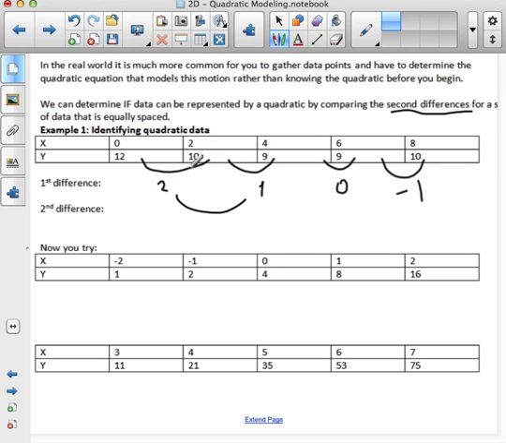So now using the same way, 2 minus 1 would be 1. 1 minus 0 would be 1. And 0 minus negative 1 would also be 1. And as you can see here, those second differences are the same. So if you go ahead and pause the video, and then check back for your answers.